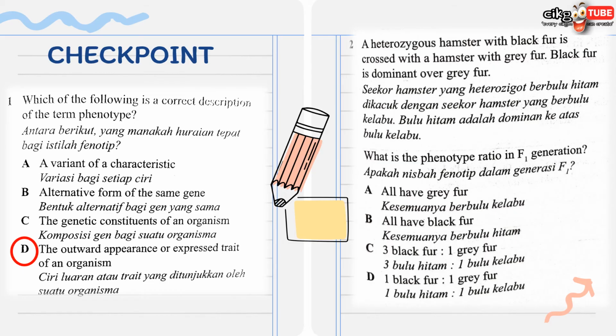Number two, a heterozygous hamster with black fur. If black fur, let's say one dominant and one recessive, heterozygous, is crossed with a hamster with grey fur, grey is probably recessive. Black fur is dominant over grey fur. What is the phenotype ratio of the F1 generation? So you have to cross it and draw the diagram, and tell me what's the answer. Whether all have grey fur, all have black fur, 3:1, or 1:1. If you cross it, you should get one black fur to one grey fur.